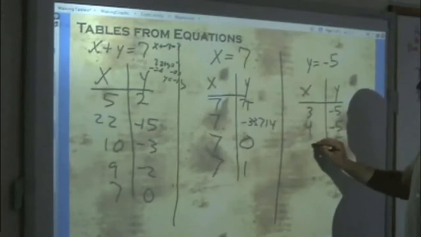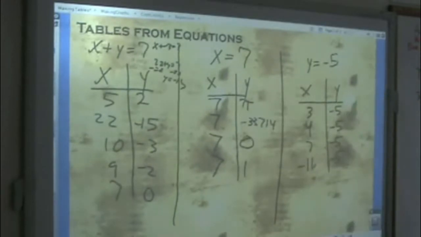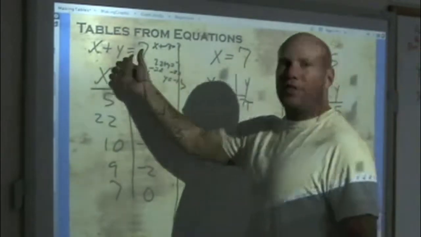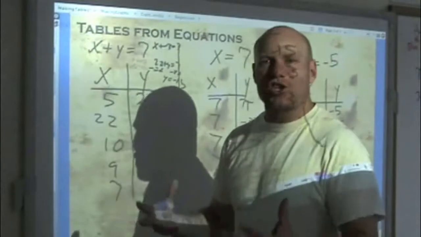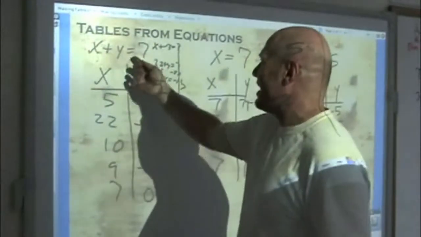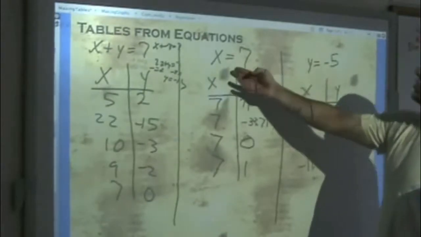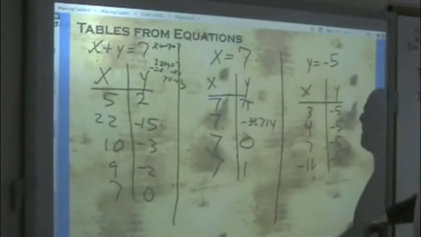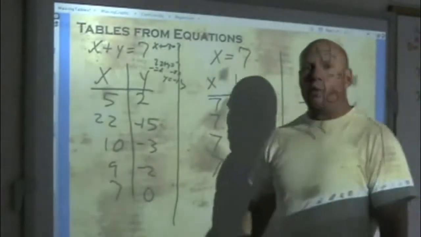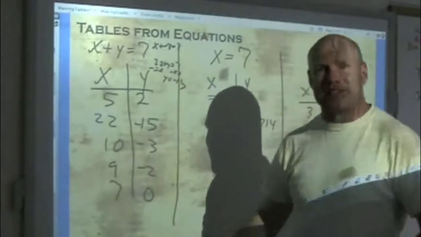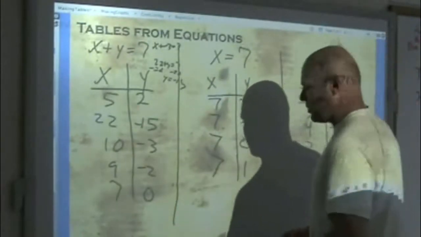3, 4, 7, negative 11. I can put whatever I want in there in that case in order to make the table. So the important thing here to understand is this. If you have two variables that have to vary with each other, that means as x changes, y has to change in order to maintain that equals to 7 in this particular case. If you have these two types of equations where this one's missing the y and this one's missing the x, it just dictates to you what one of the two coordinates of the point has to be, and you can pick whatever you want for the other one.